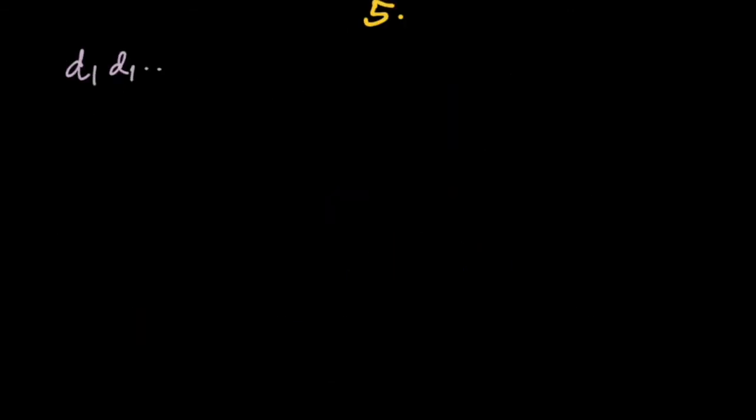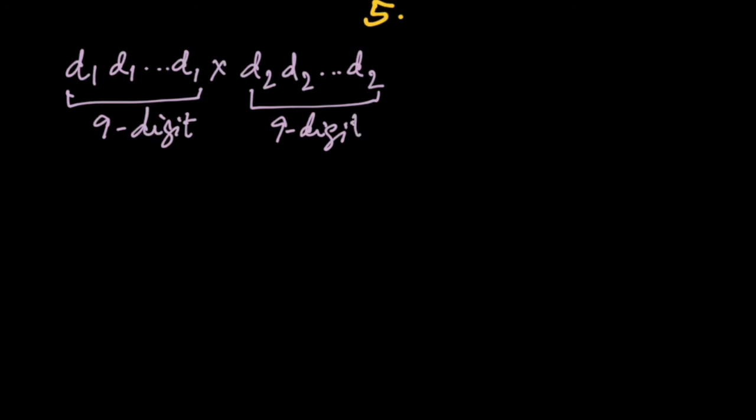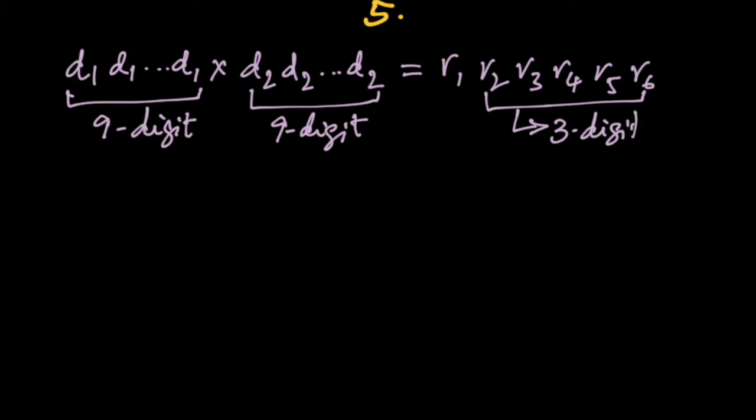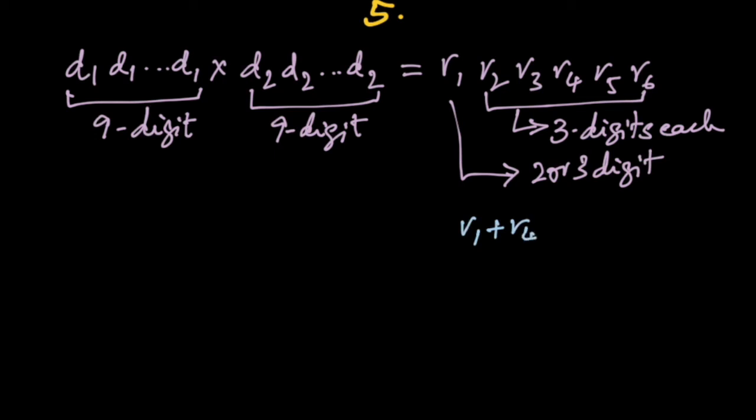Fifth type. Here we have two 9-digit numbers where each number has the same digits. So d1 d1 d1 up to 9 times, and d2 d2 d2 up to 9 times. Whatever answer we get here, we can split it into 6 parts, R1 to R6, such that R2 to R6 are 3-digit numbers and R1 may be either a 2-digit or 3-digit number. These parts have certain properties.